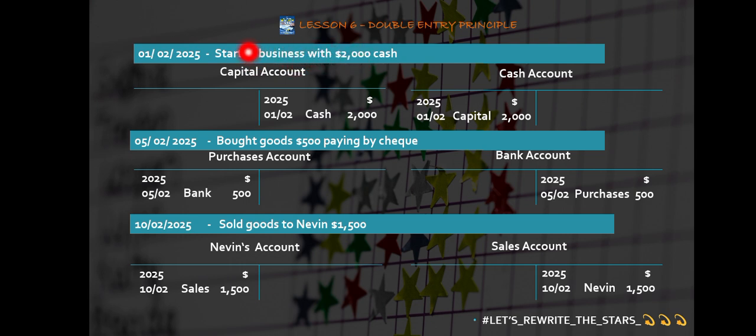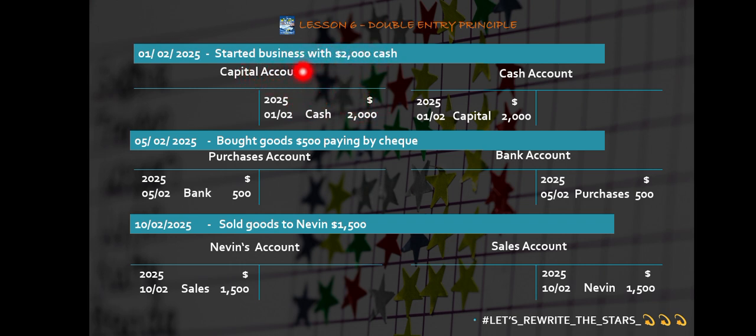But look at this. They said started business with $2,000 cash. So in the first transaction, we can identify that there is a capital account. And what were we starting with? We were starting with cash. So those are the two accounts that we find within this transaction. Whenever we hear capital, it's obviously the one given. The owner is now introducing that money into the organization, so it's obviously a credit entry.